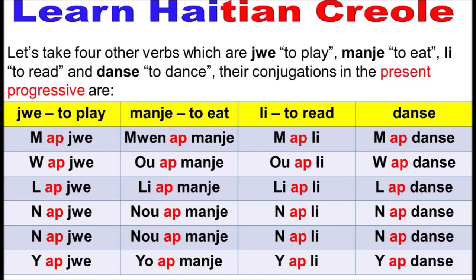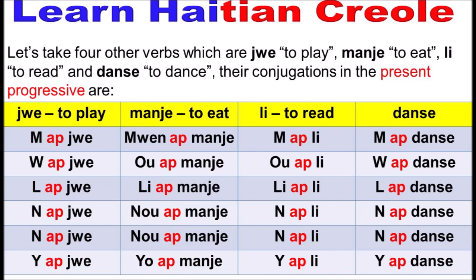Map jouer, I am playing. Wap jouer, you're playing. Lap jouer, he, she, it is playing. Nap jouer, we're playing. Nap jouer, you're playing. Yap jouer, they're playing.